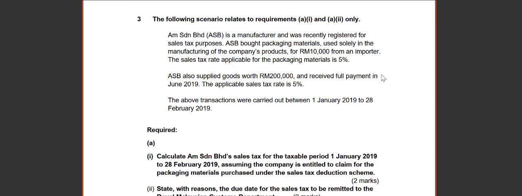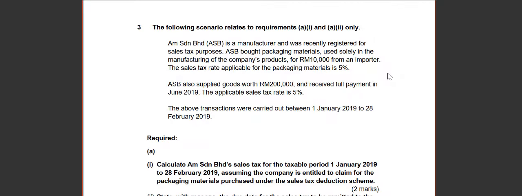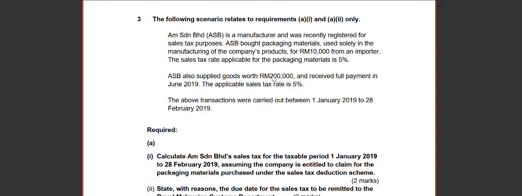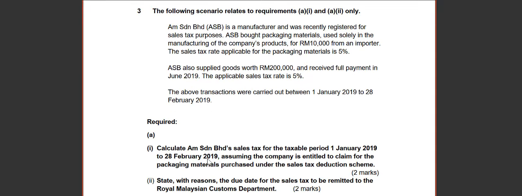Okay, so now I bring you to the questions in September 2020. Here now they gave you A1 and 2. Calculate AM's sales tax for the taxable period January to 28 February, assuming that they are entitled to claim for the packaging material purchase under the sales tax deduction scheme. Now, I think you can recall, right? I've told you about sales tax deduction. This is part of the single stage sales tax system.